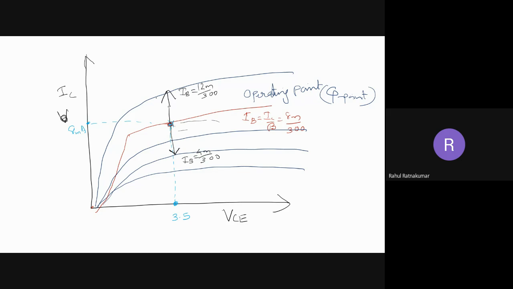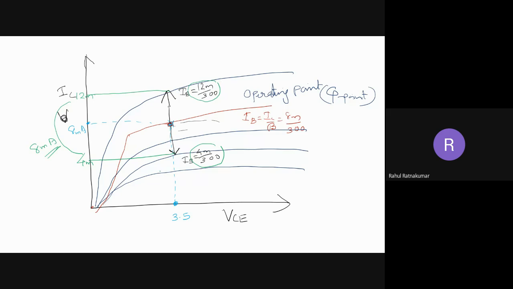Based on the IB fluctuation, I have IC fluctuation. You can see this much is my IC fluctuation, so you can take the ratio. IB is varying from 4 milli by 300 to 12 milli by 300, which will be somewhat micro. But IC will vary from 4 milli to 12 milli. So the difference, delta IC, is 8 milliampere. A slight fluctuation in the base will cause a heavy fluctuation in the collector part.